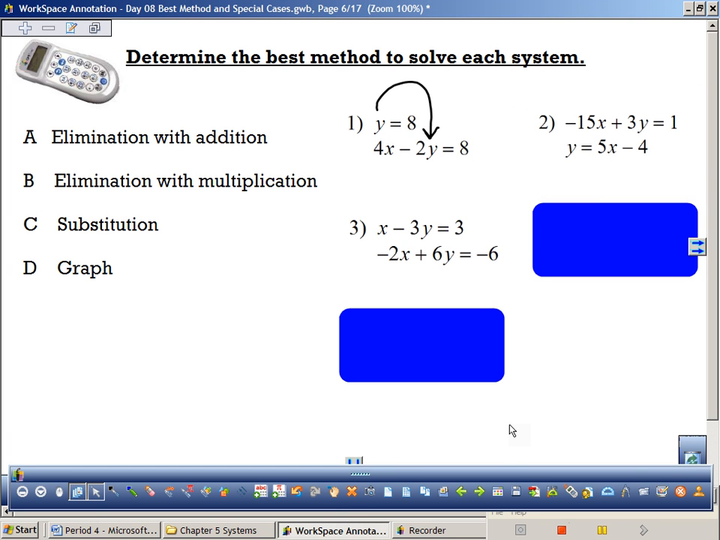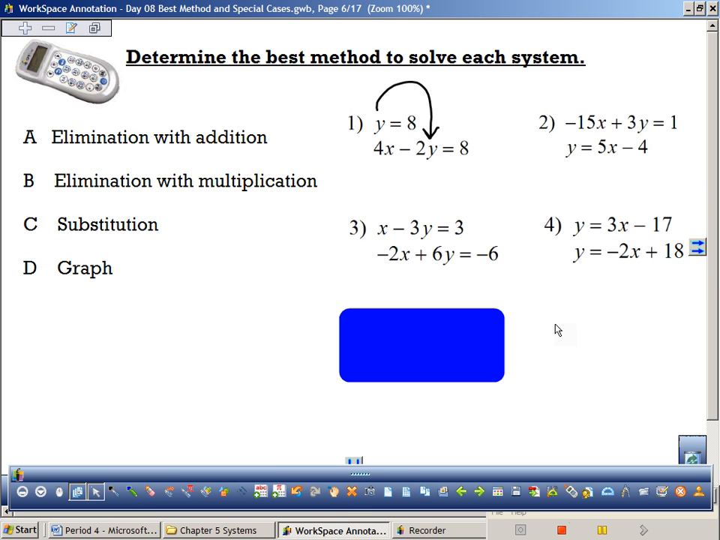What about this one? Somebody new. Substitution, Selena says, right? Why? Because it already has y equals. It already has y equals. Number 4. Somebody new. Okay, let's hear it.